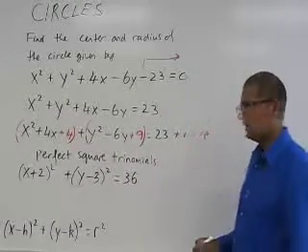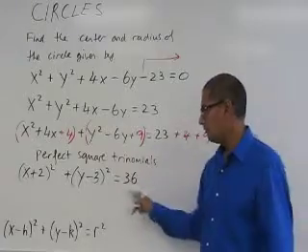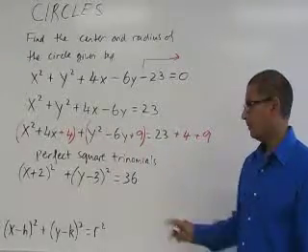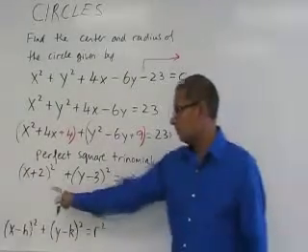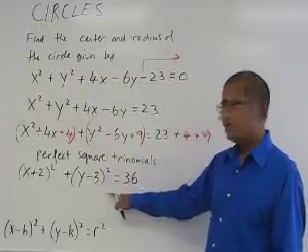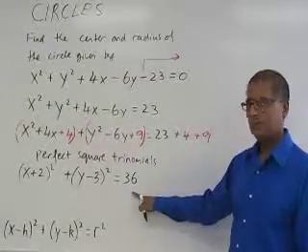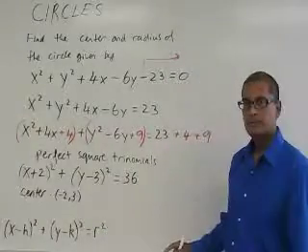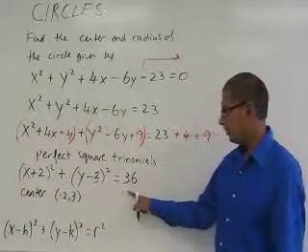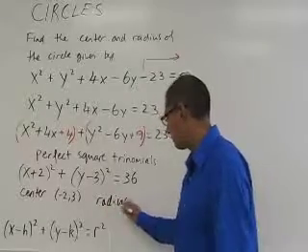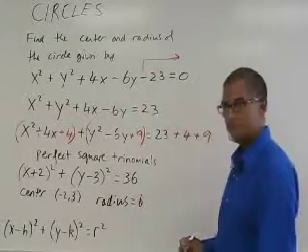And there's my circle form, there's my center and radius form. So now I can read off my center and radius right from this equation. So my equation of my circle is (x plus 2) squared plus (y minus 3) squared equals 36. And my center is going to be negative 2, 3. And my radius is going to be the square root of 36. So my radius is going to be equal to 6.